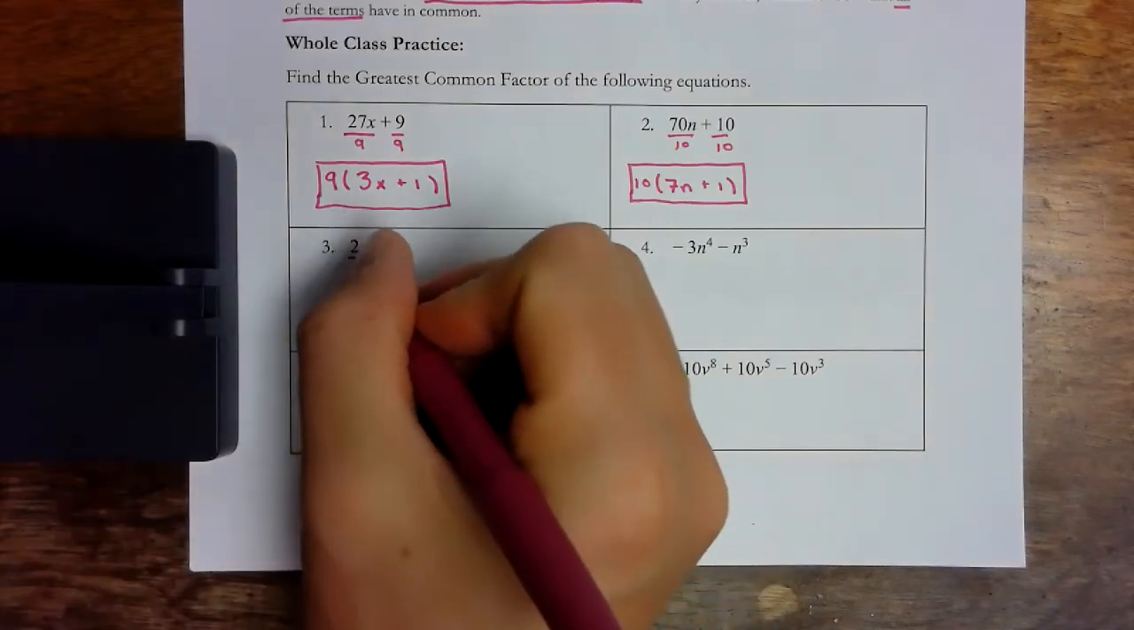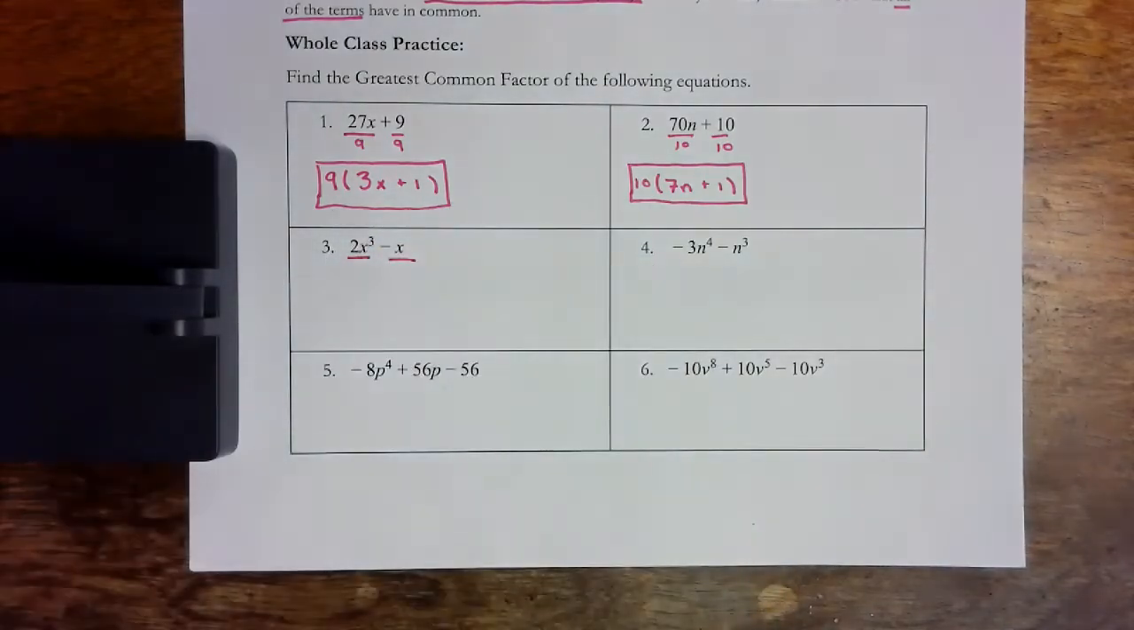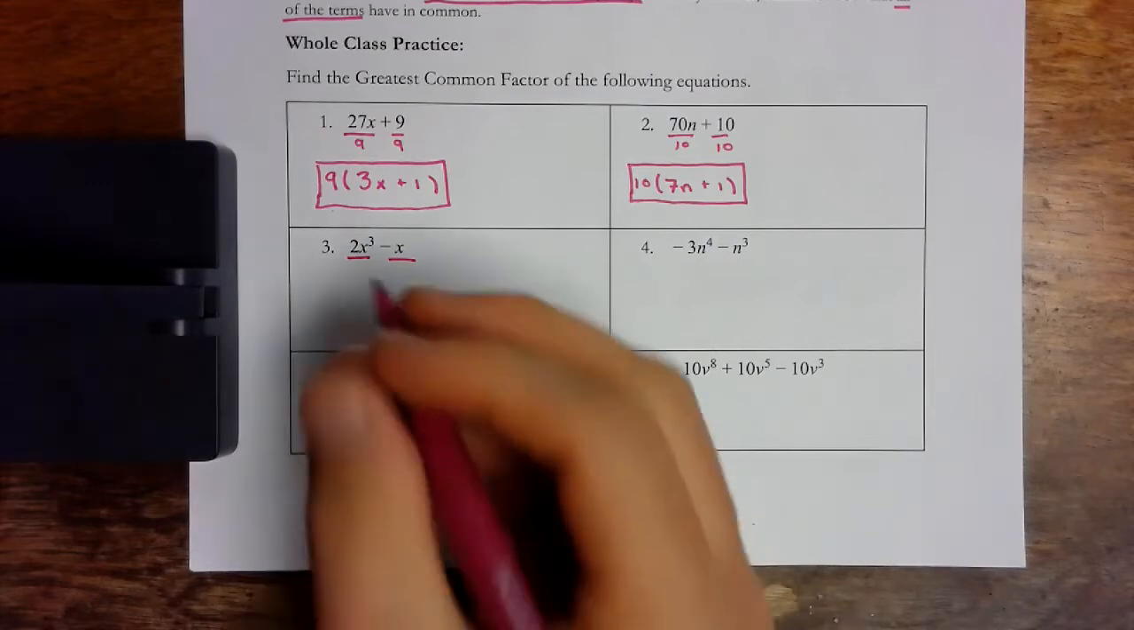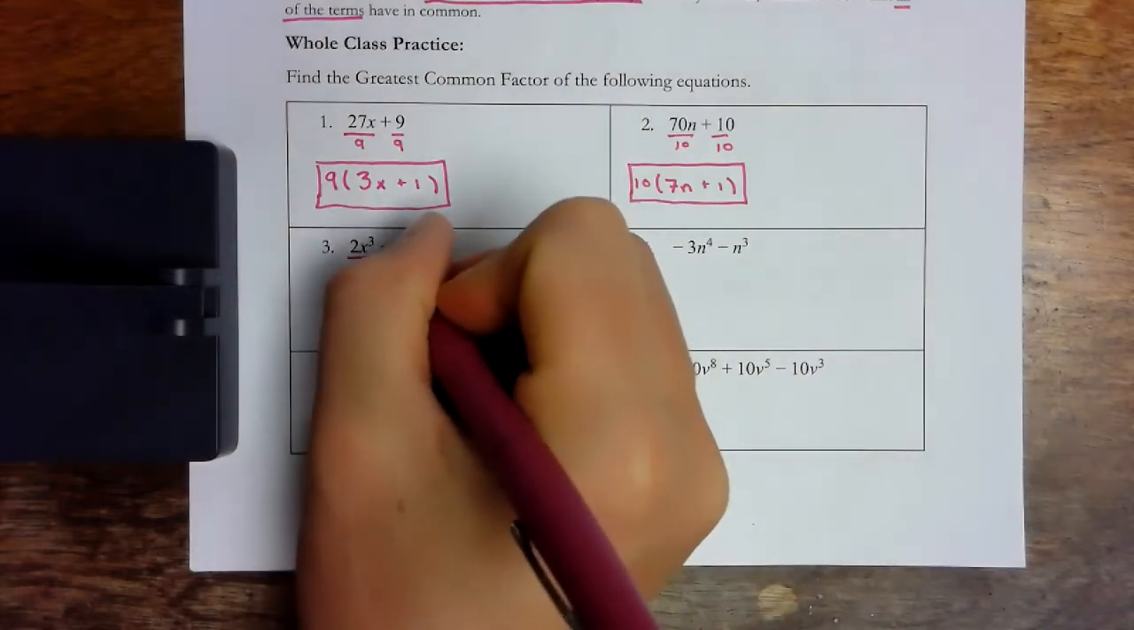So when I'm looking at 2x cubed and negative x, there's not one number that divides them both besides 1, and dividing by 1 won't change it. So I'm like, okay, what do they then share in common? What do they both have? Well, they both have at least one x.